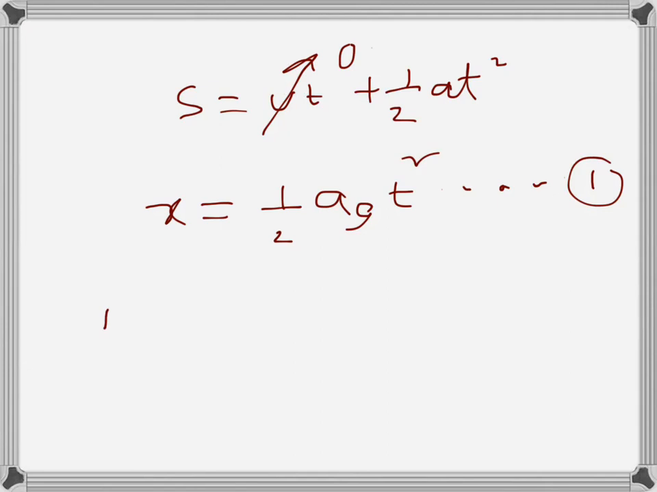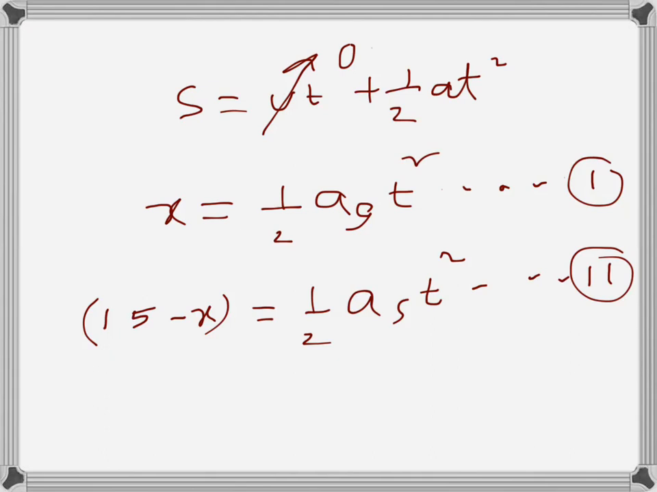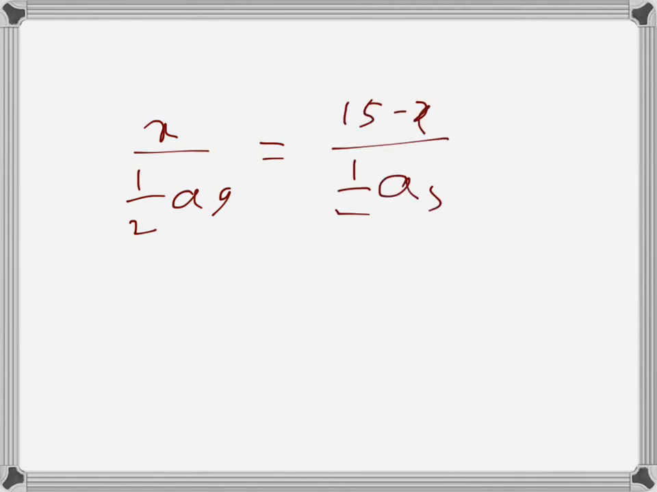And for the sled's displacement it will be 15 minus x, because that much the sled will travel. So 15 minus x will be half as t square. This is, let's say, equation 2. Now in both cases, t will be the same, because when they meet, they will meet after a certain time. So t is the same. So we can eliminate t and we can equate them. So x over half ag equals 15 minus x over half as. These two equal t square. So we can just equate these two terms and solve for x.